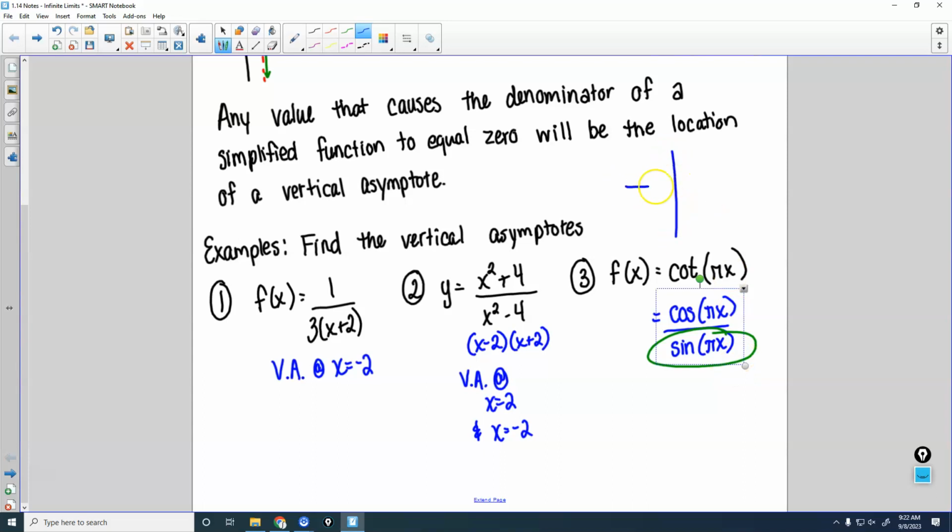But if we think about that unit circle, sine is going to equal 0 right here at 0, because that's 1, 0. It's also going to equal 0 over here at pi. That's -1, 0. Where else?